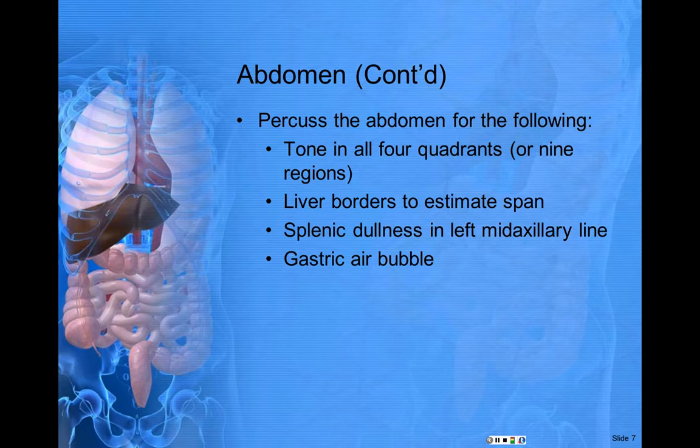So we want to percuss in all 4 quadrants or all 9 regions of the abdomen. We also want to percuss over the liver borders to estimate the span of the liver, the dullness of the spleen, and the gastric air bubble. Those you can see in your textbook and follow the instructions there.